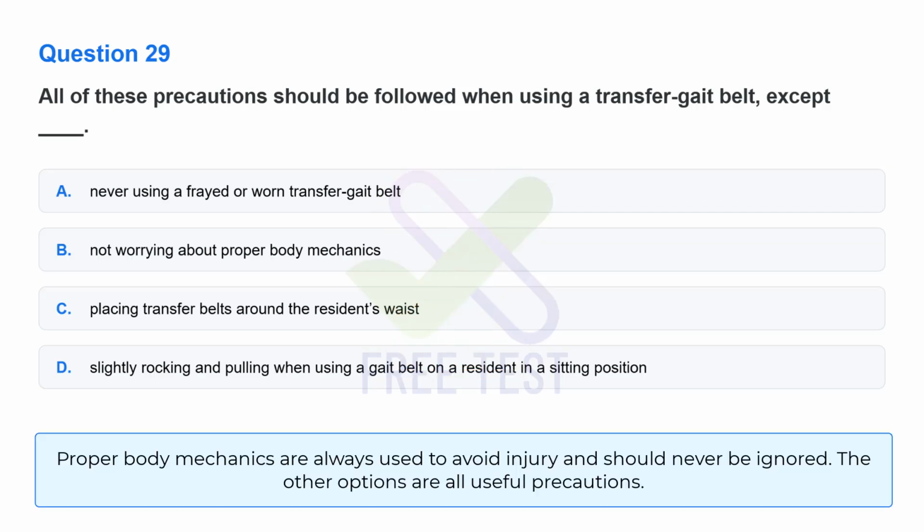The correct answer is B. Not worrying about proper body mechanics. Proper body mechanics are always used to avoid injury and should never be ignored. The other options are all useful precautions.